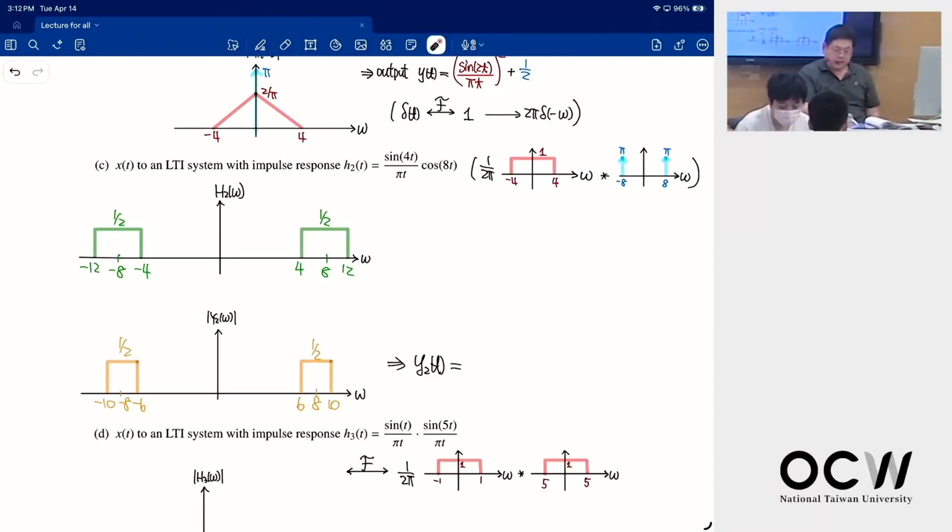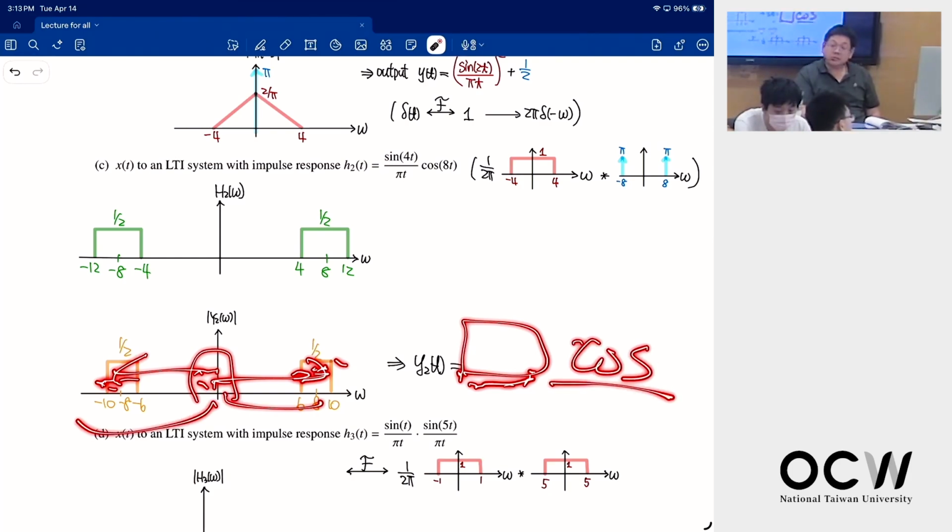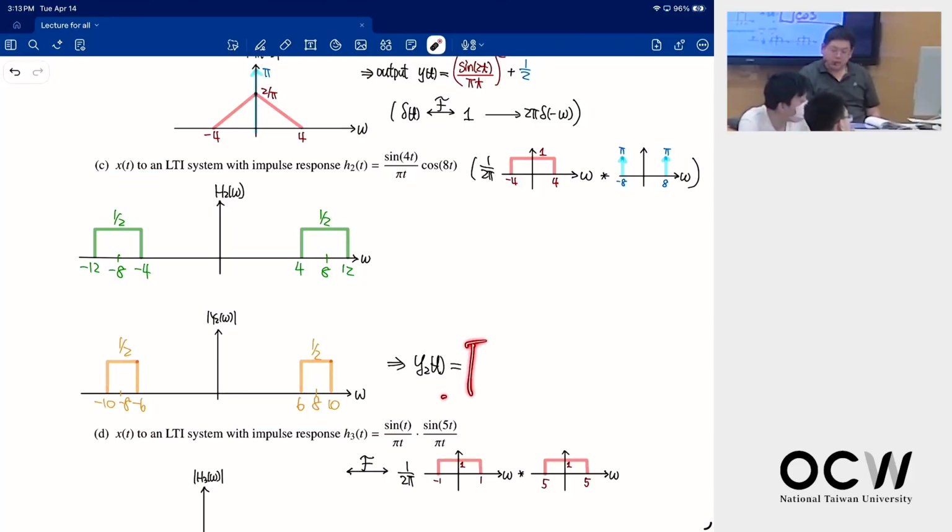Why do we have 2 rectangular pulses here? It looks like something I shift to the right, something I shift to the left, right? So if I shift to the right and shift to the left in frequency domain, what does that mean? I'm doing the modulation. I should have something times cosine. So in time domain, I should have something times cosine, correct? What is something? That something is a rectangular pulse.